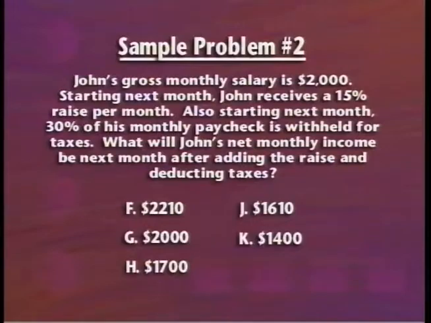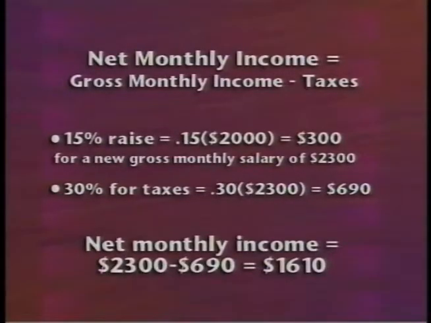To work this percent word problem out, let's take it step by step. Remember, the net monthly income equals the gross monthly income minus taxes. To get the new gross monthly income, we have to do a 15% raise, which is 0.15 times 2,000 for $300, for a new gross monthly salary of $2,300.